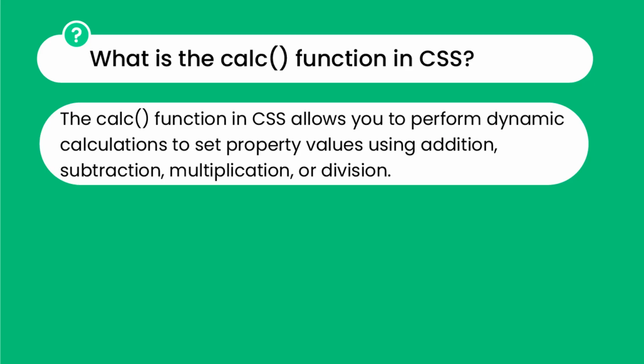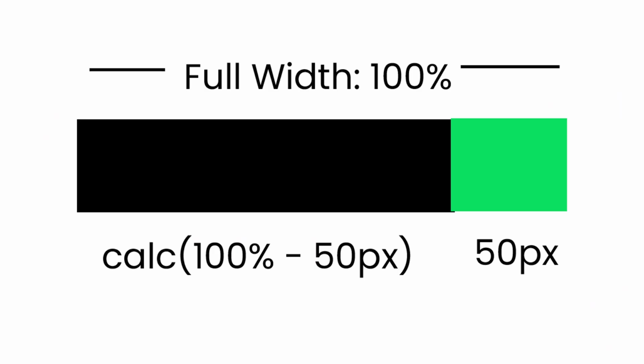And the next question is, what is the calc function in CSS? The calc function in CSS lets you perform mathematical operations to set property values dynamically. For example, in this illustration, we want the black box to take up the full width of its container minus 50 pixels, maybe to make space for a fixed sidebar or margin. So we use calc 100% minus 50px. This gives us flexible, responsive layouts combining percentages and fixed units in one simple expression.